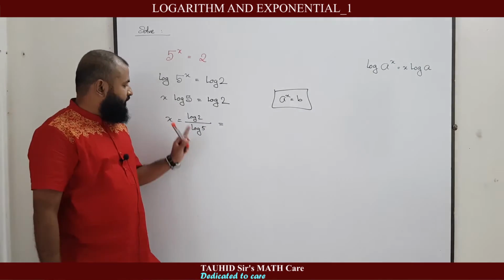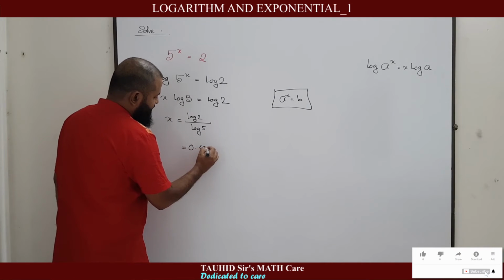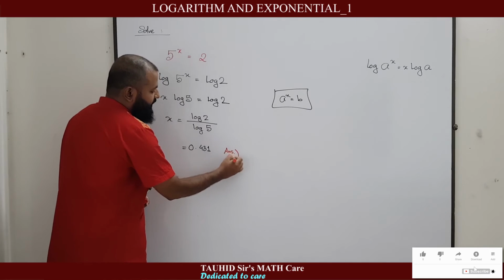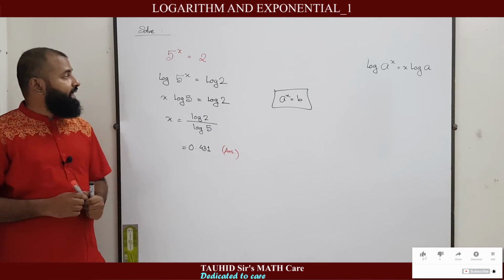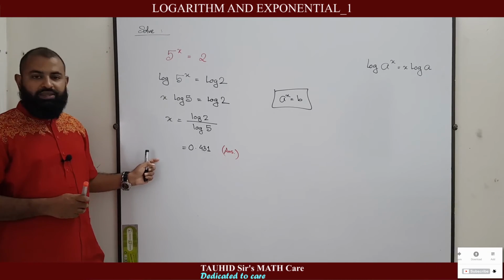Now using a calculator, you can find this value equals 0.431. This is our answer. If you see any math in this shape, you will solve it in this procedure.